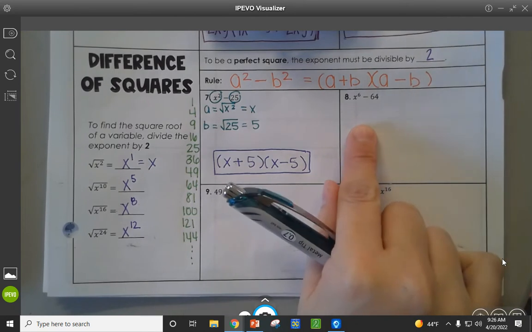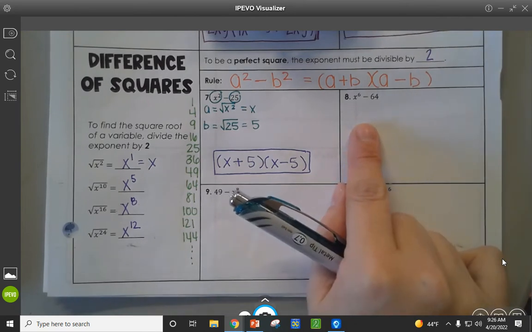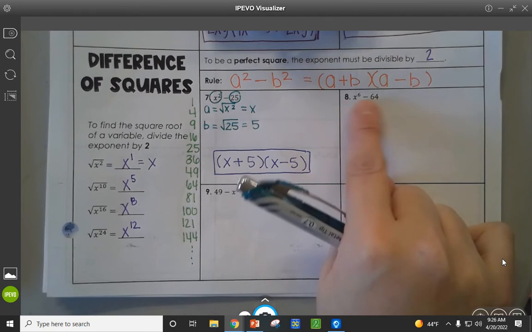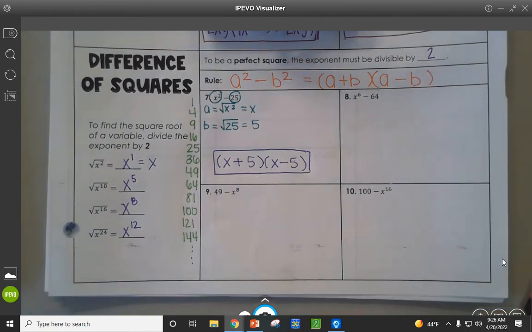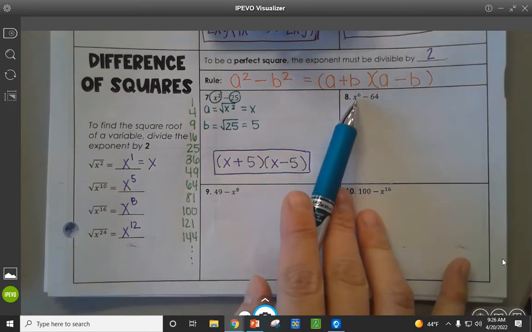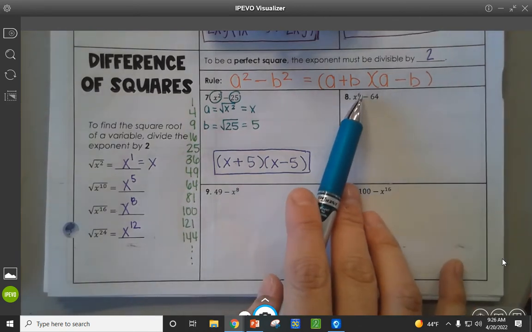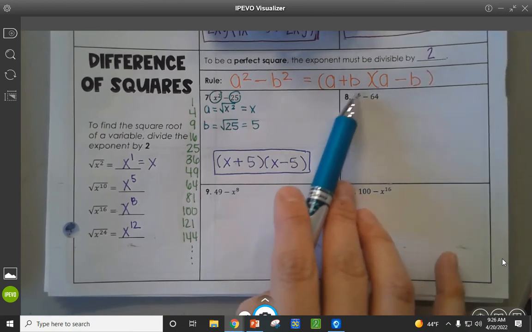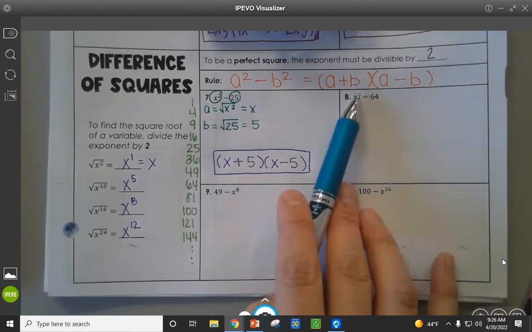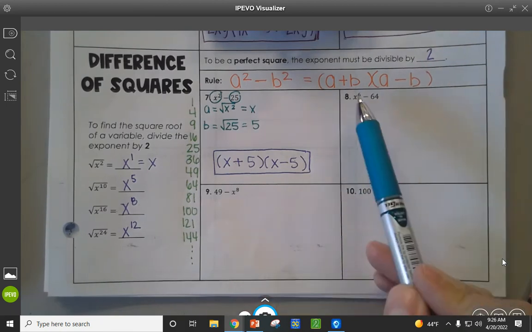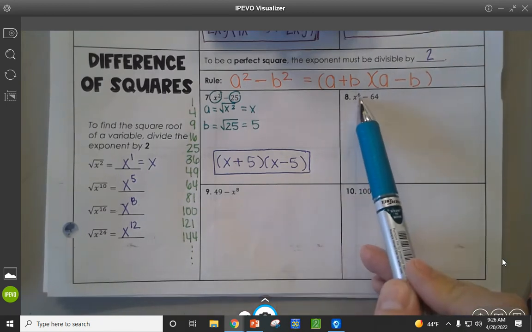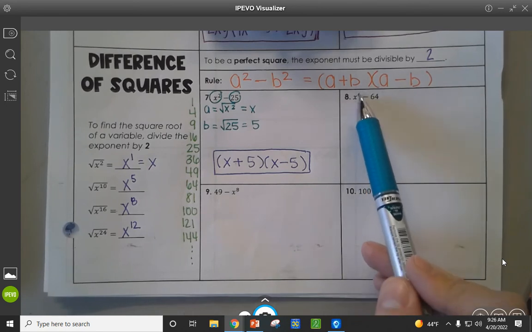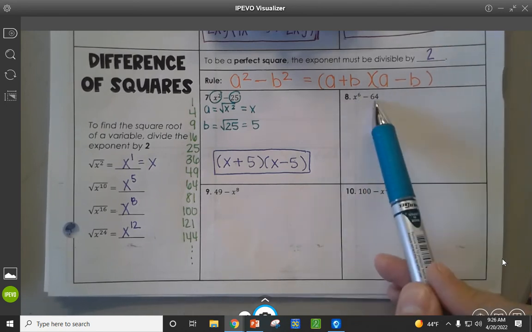Number 8. Is it a difference? Yes. Are both of those perfect squares? No, the 6 and the perfect square is an exponent of 6. How do we know if this is a perfect square? How do you know if it's a perfect square? Your exponent will be a multiple of 2. Is 6 a multiple of 2? Yes. So x to the 6 is a perfect square.